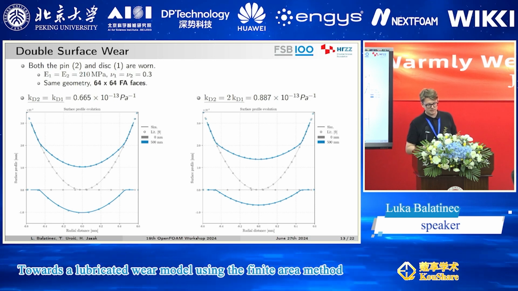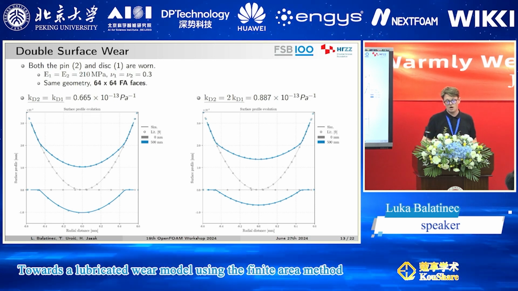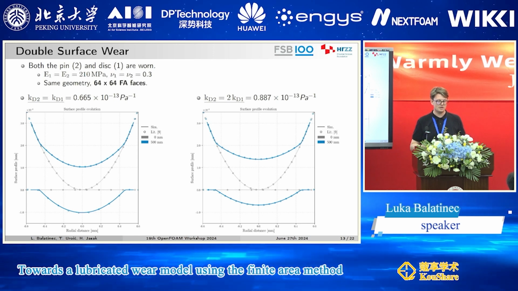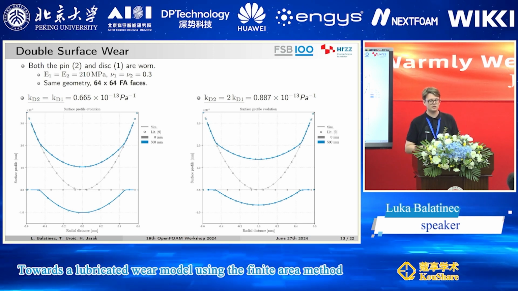We can see that the continuous lines show our results, the circles show the data from the literature, and we can see that we have very good agreement with the data from the literature.